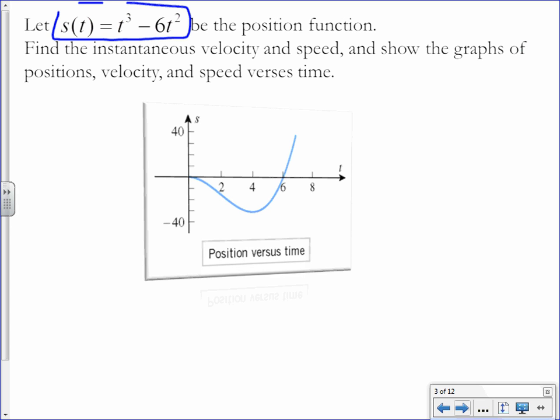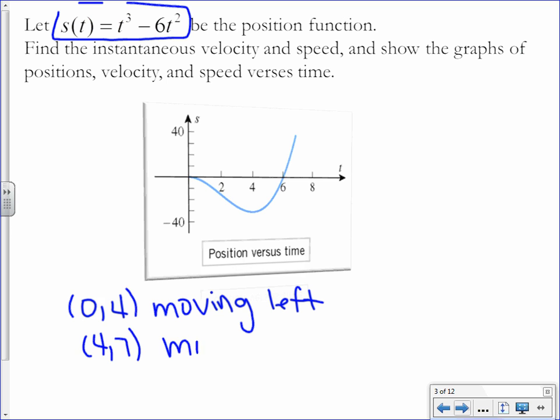Now this is our position, so this is mapping out our position. If we are decreasing our position, that means, first of all, our velocity is negative, correct? Which means we are moving left. So from 0 to 4, we are moving left. And then what happens from 4 to 7? We change directions, and now we are moving right.